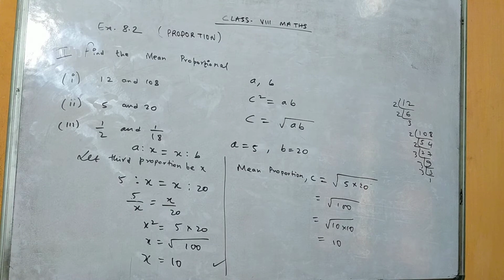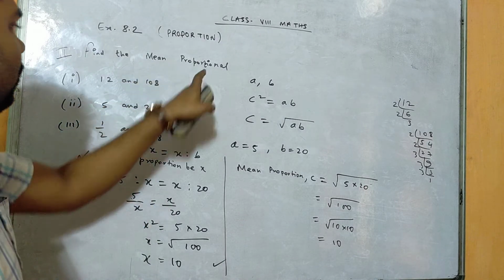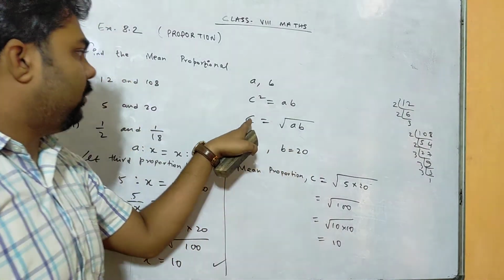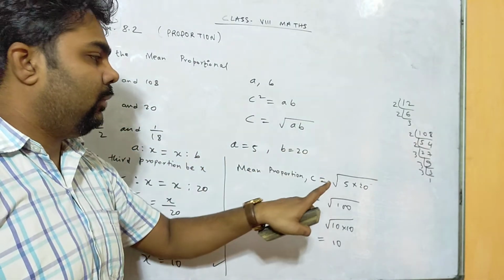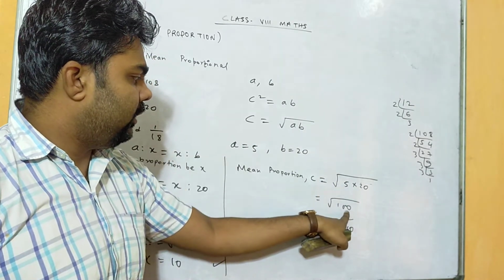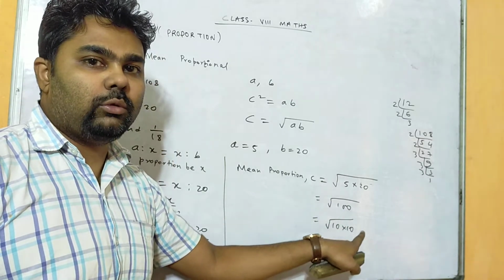Next question, we have 5 and 20. Between these two we have to find the mean proportion. So A is 5 and B is 20. The formula was C equals root under A into B. So root under, A is 5, B is 20. 5 20s are 100. 100 can be written as 10 into 10. Out of 2 10s, 1 10 is coming outside. So this is our answer.